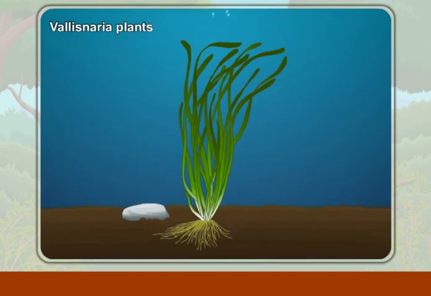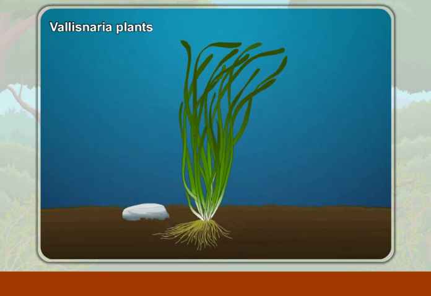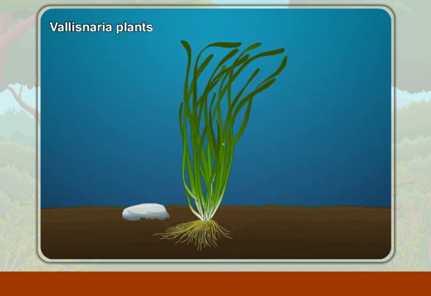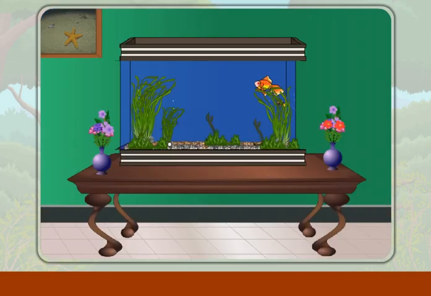As Vallisneria plants are submerged plants, they are adapted to grow underwater. Due to this, Vallisneria plants have less chance of dying or decaying in water. Yes, Vallisneria plants are submerged plants, and they help to keep the water clean. Hence, we grow Vallisneria plants in the aquarium. We grow hydrilla plants as well in aquariums.